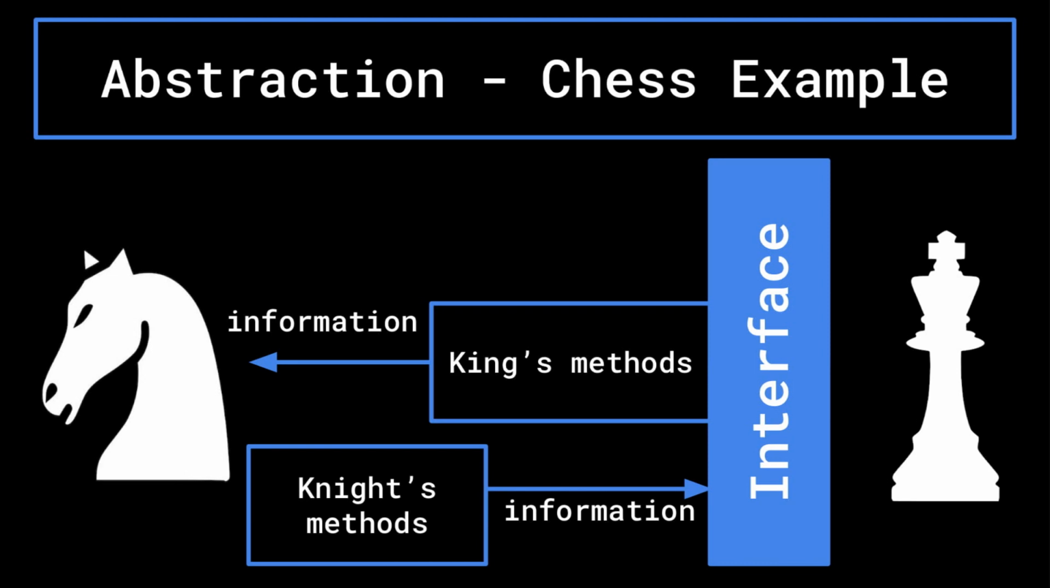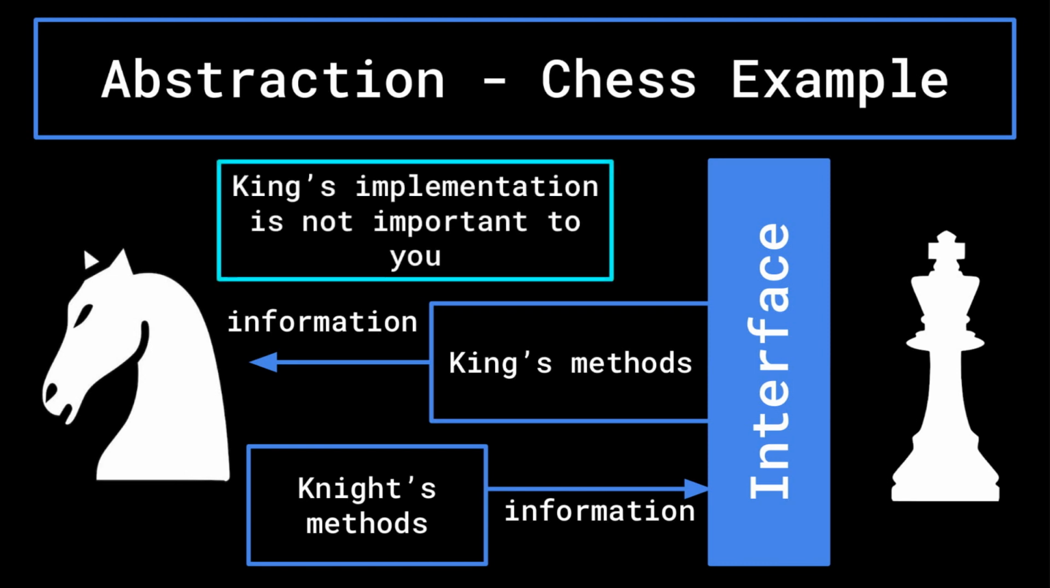As you program the knight class, you should not be concerned with how the king is determining whether or not it is in check. The king's method that tells the knight whether or not it is in check is part of the interface, but how exactly it does that is part of the implementation.